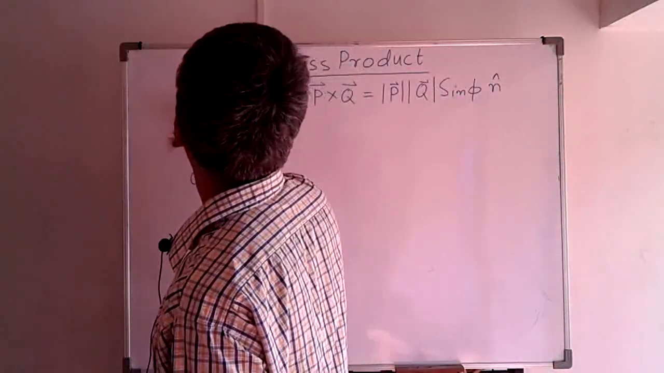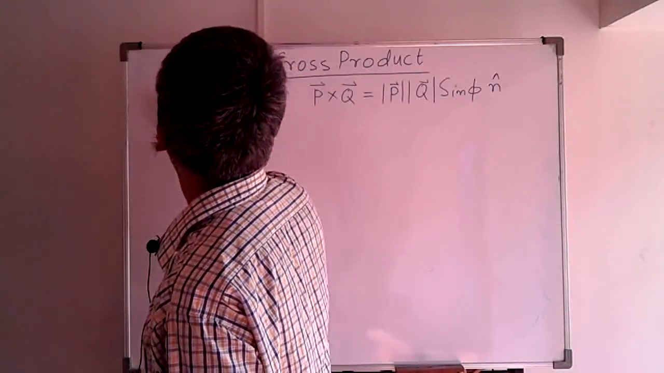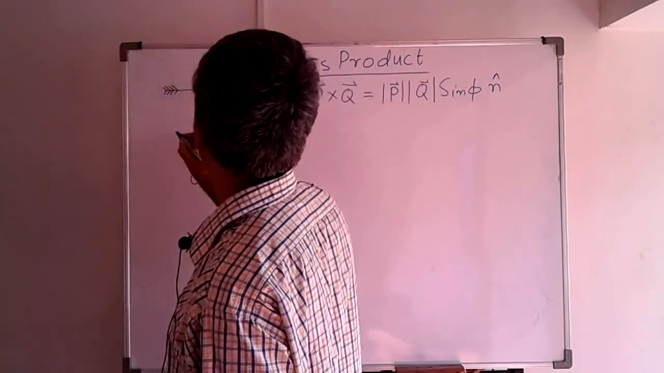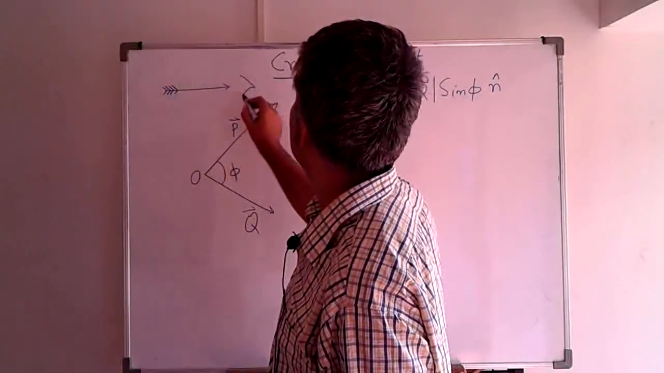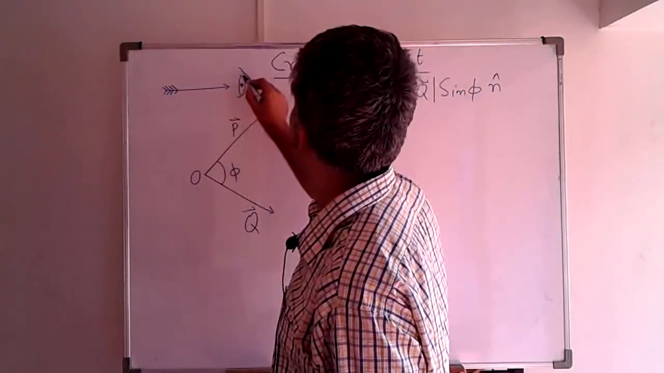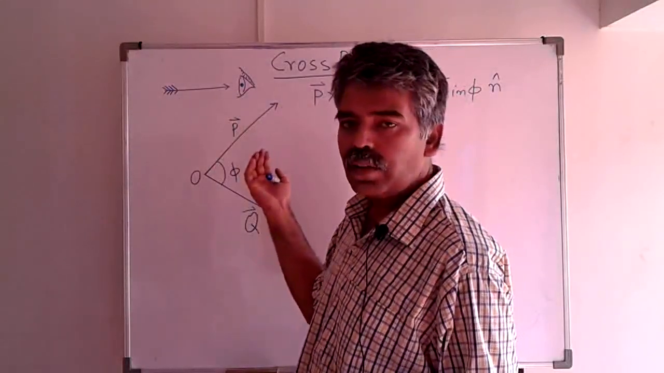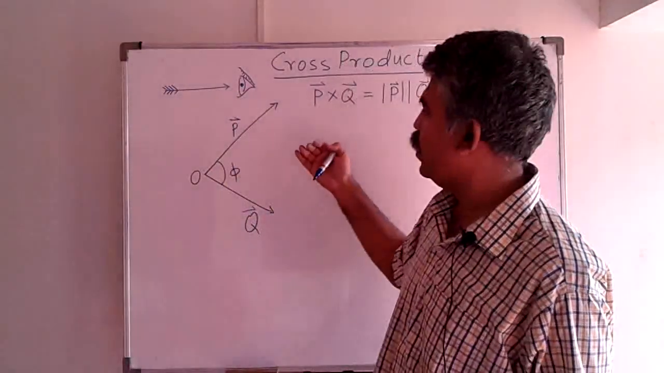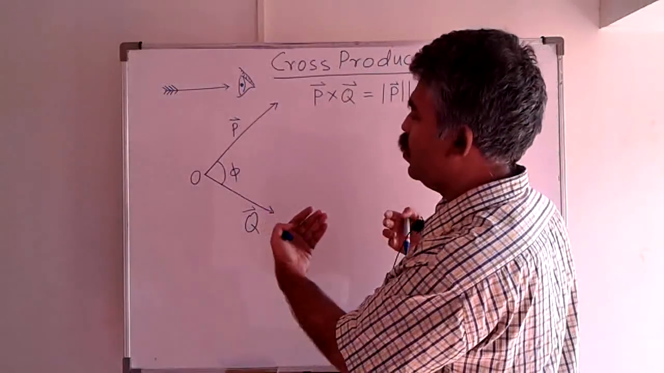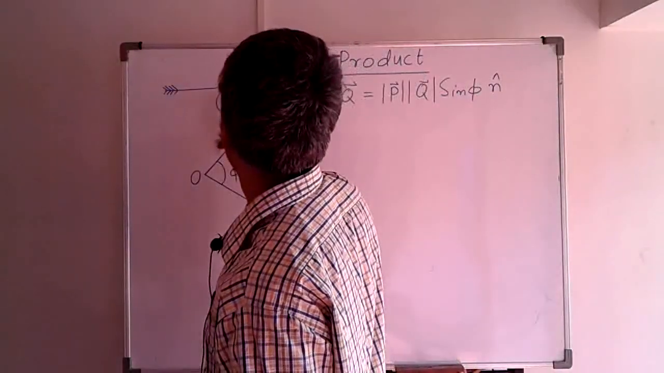Suppose an arrow, if you take an arrow and you look from this side, what shall you see? The arrow is coming toward you, right? So if the vector is coming out of the board, that means you are looking into the board and the vector is coming out of the board, the symbol will be like this.